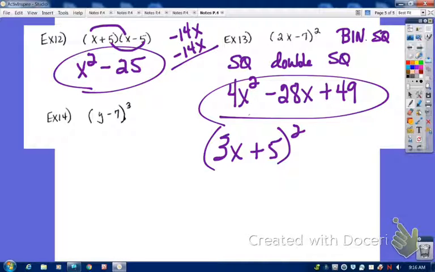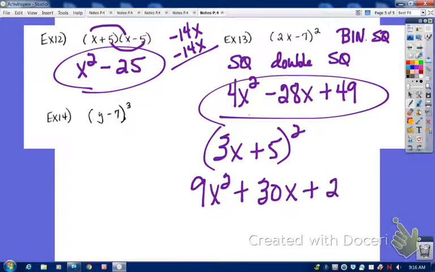Who's got an answer? Anybody? Okay. Plus 30x, good. Plus 25. Okay. It's usually the middle term, the double part, that's the hardest.